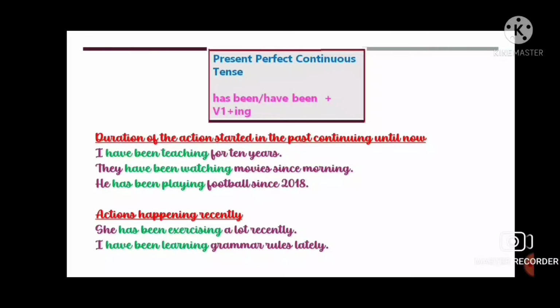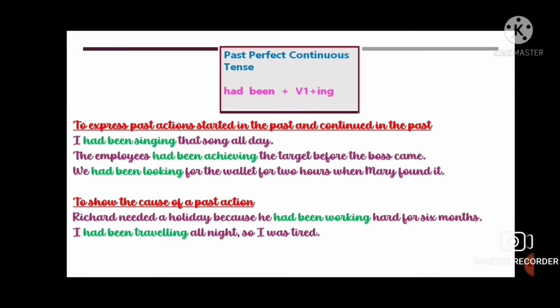Present perfect continuous tense is happening right now; it started in the past, but it's still happening. When it comes to past perfect continuous tense, it started in the past, and it also ended in the past. First one, I had been singing that song all day. I had been doing it, but not now.